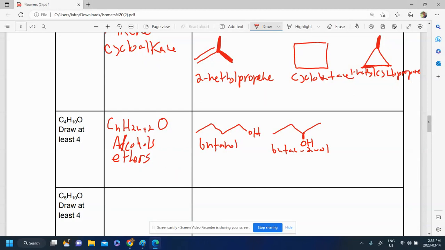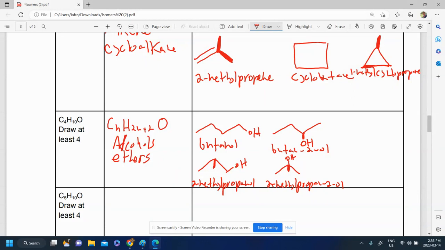You could also make a shorter chain if you want. So you can make 3 carbons, put an OH there, and then put your methyl here. So you get 2-methyl, and then propanol. Or you could have done, for example, 3 carbons, an OH, and this, and you could have got 2-methylpropan-2-ol. So it's always the same strategy.